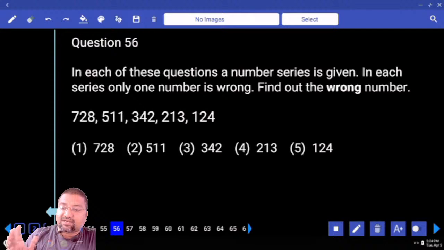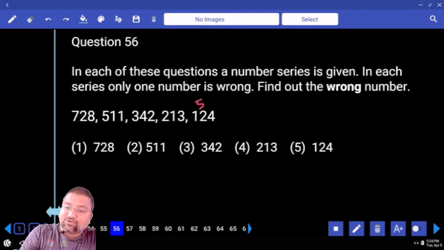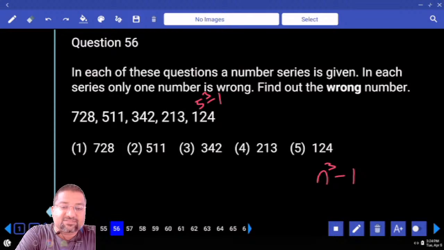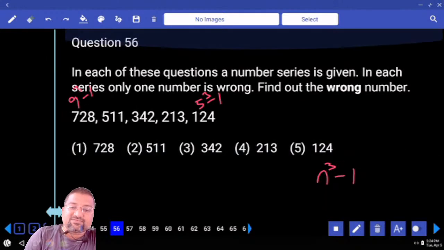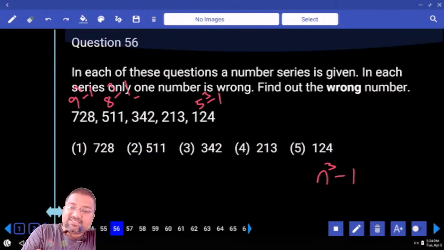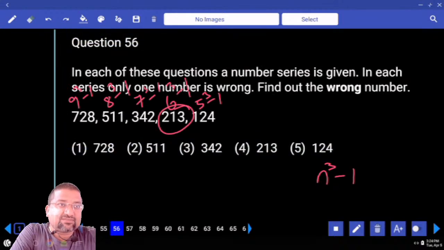These numbers are clear indicators to us. This 124 is a beautiful number. What is it? This is 5 cube minus 1. Maybe this is in the form of n cube minus 1. Look at 728, 9 cube minus 1. 511, 8 cube minus 1. 7 cube minus 1. This should be 6 cube minus 1. If it is 6 cube minus 1, what number should it be?